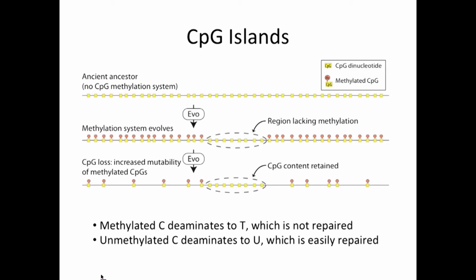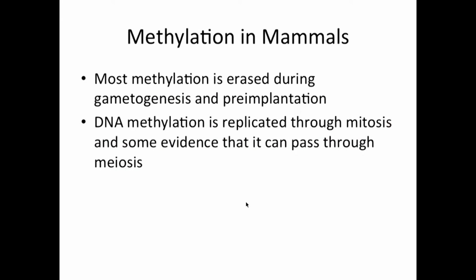You can see here in this illustration, we have dispersed CpG sites not located in close proximity to one another that are methylated, whereas we have here a very dense region of CpG sites that are unmethylated, and they get retained throughout evolution.